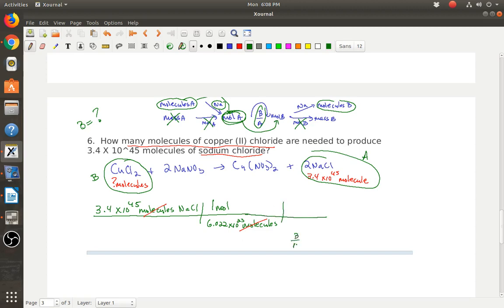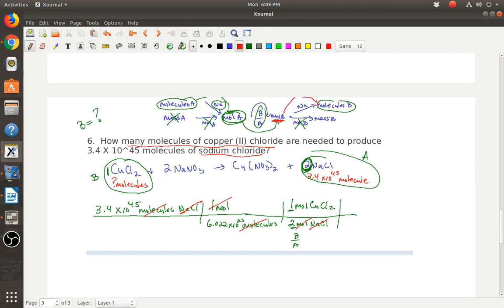B over A. All right, so molecule B, I have 1 mole of copper 2 chloride. Molecule A, I have 2 of them. 2 moles of sodium chloride. All right, so you see, there's the 2 right there. 1 right there. All right, that's the ratio. I can cancel out some more stuff now. Sodium chloride cancels with sodium chloride, top, bottom. Moles cancel with moles. Now I have moles of molecule B.